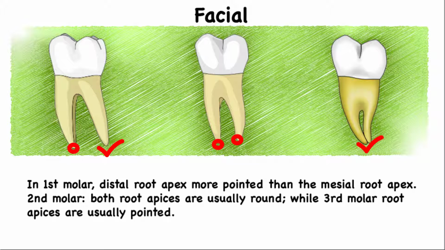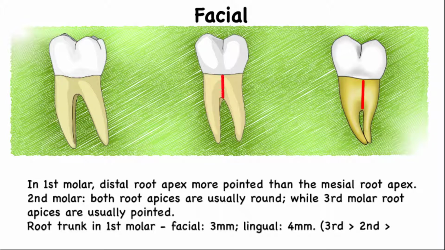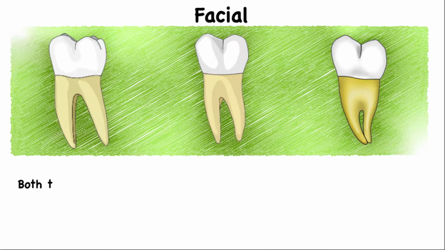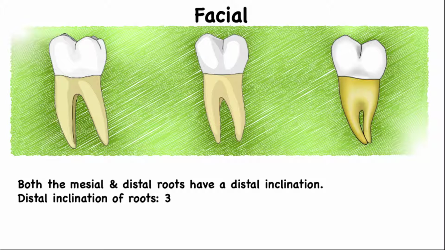Root trunk in first molar on the facial side is about 3 millimeters and on the lingual side it is about 4 millimeters. And this root trunk is largest in third molar, followed by second and smallest in the first molar. Both the mesial and distal roots have a distal inclination, and this distal inclination of roots is greatest in third molar, followed by second and least in the first molar.